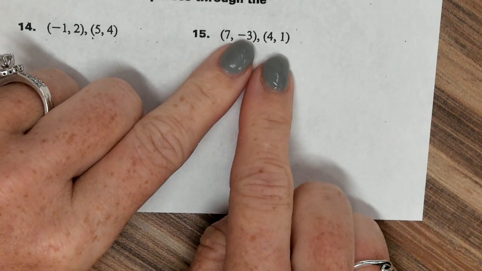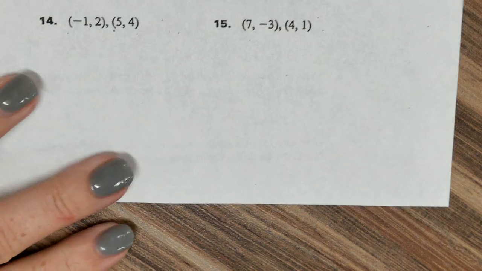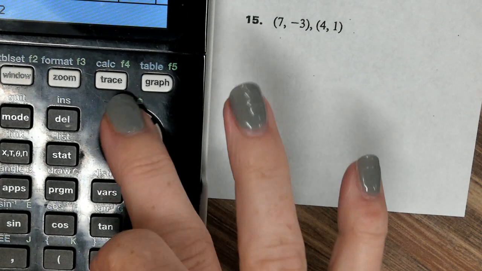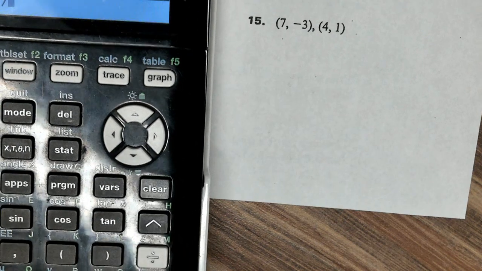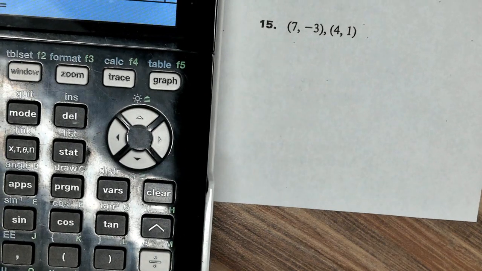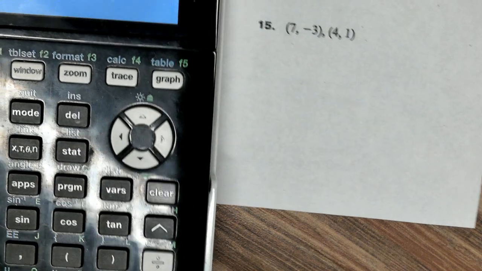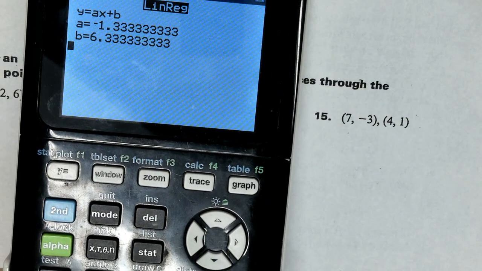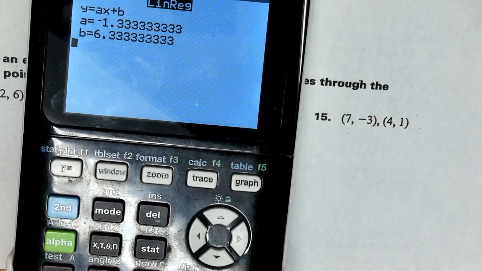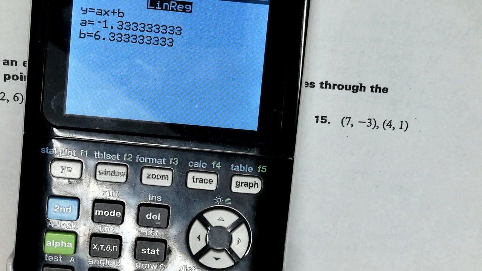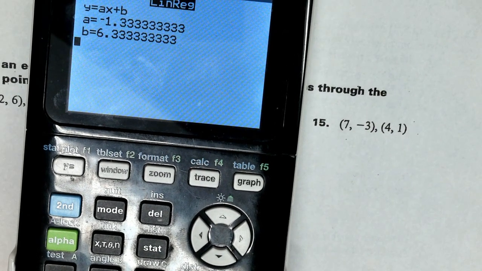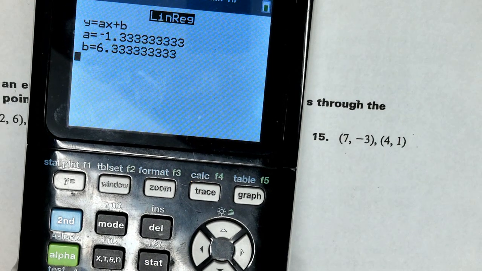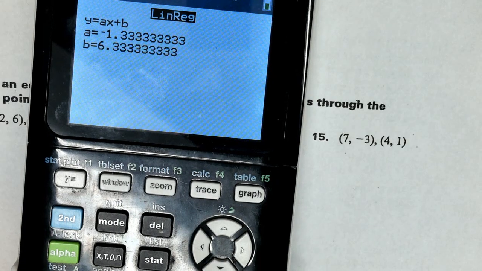Since I already know what stat's going to give me, and I'll show y'all, you don't have to do it, just watch real quick. If I use stat and I put in 7 and 4 and negative 3 and 1, do y'all see there are repeating decimals? I cannot put those down and have an accurate answer. You cannot round when you're doing this. So I must keep it as a fraction in order to keep my answer correct.